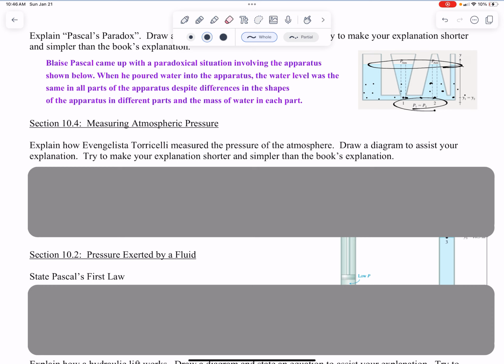Section 10.4, Measuring Atmospheric Pressure. Explain how Evangelista Torricelli measured the pressure of the atmosphere. Use a diagram to assist in your explanation.